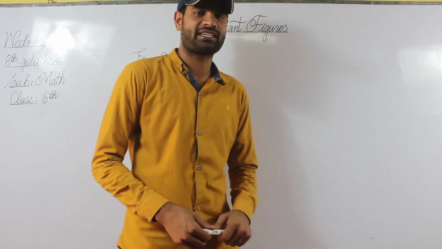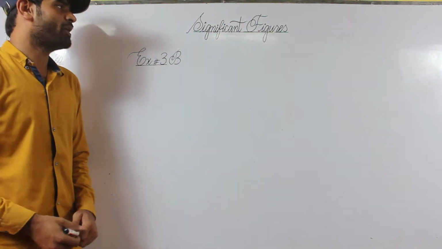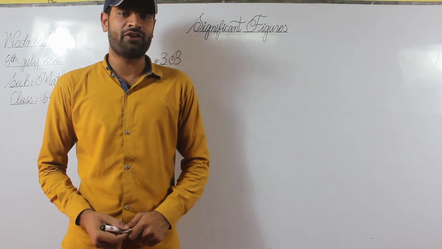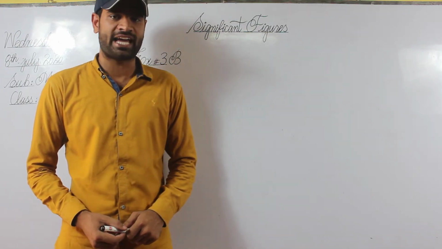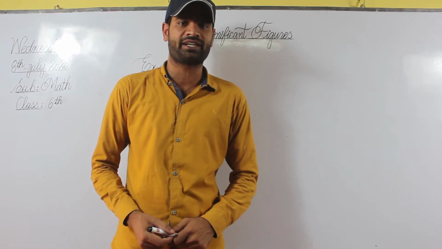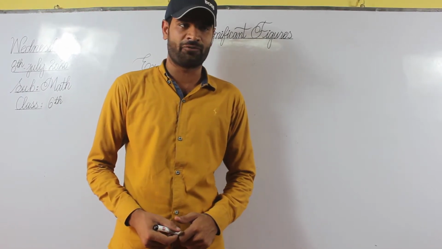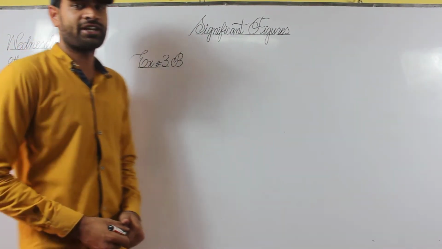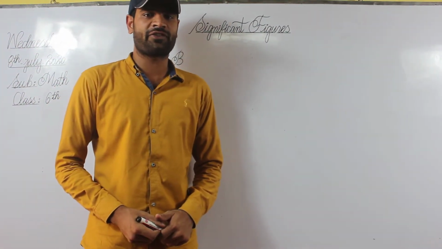Today we start exercise 3B about significant figures. Significant figures are used to reflect the degree of accuracy. How accurate a number is depends on its significant figures, whether it has 4, 5, 3 or any number of them. So I define 5 rules for significant figures.